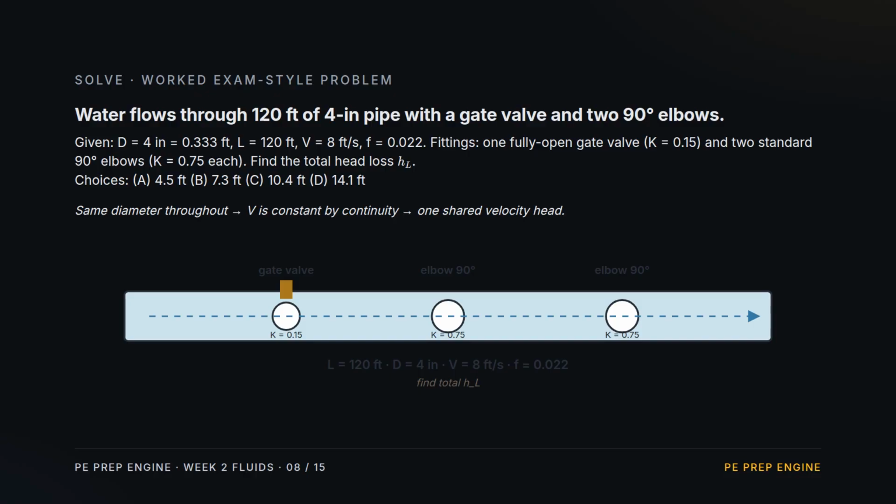An exam-style problem. Water through 120 feet of 4-inch pipe at 8 feet per second. Friction factor 0.022. One open gate valve and two 90-degree elbows. Find the total head loss. Diameter is constant, so velocity is constant by continuity. One shared velocity head multiplies the entire bracketed sum.